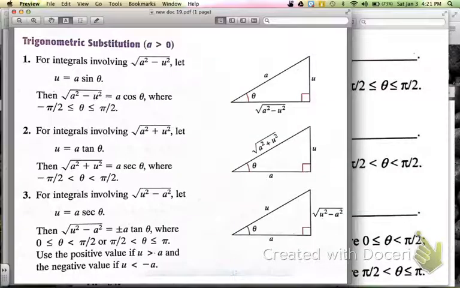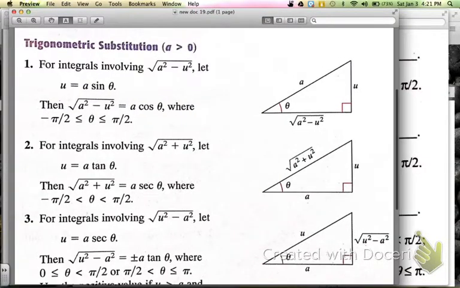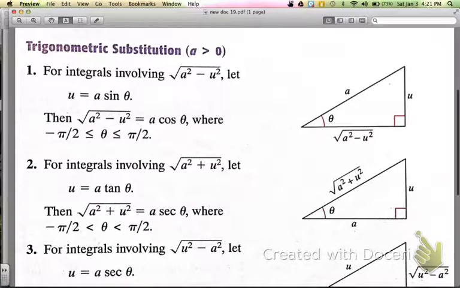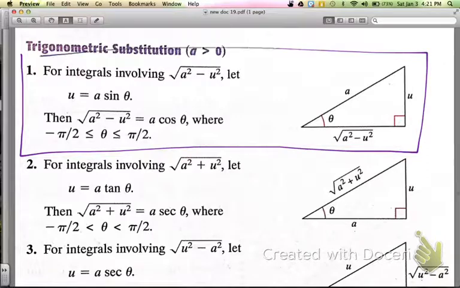Let me make it a little bigger so you can see it. So what we just copied down comes from right here. This number 1 is what we just copied down. So you can see that they're using the properties of triangles in order to get these values. So here's how I would go about trying to recall how they came up with these values, or these substitutions.